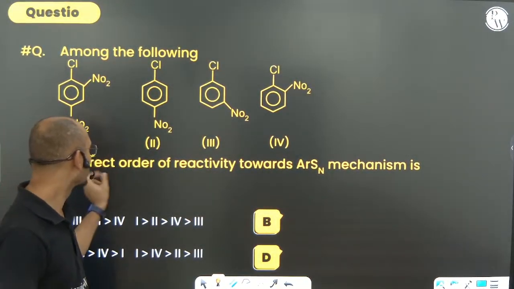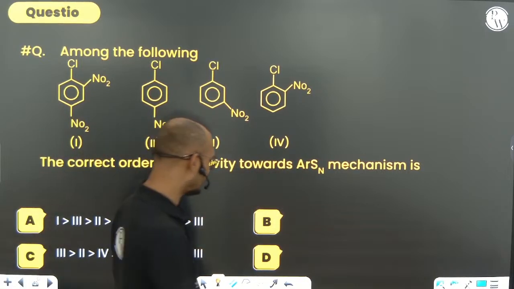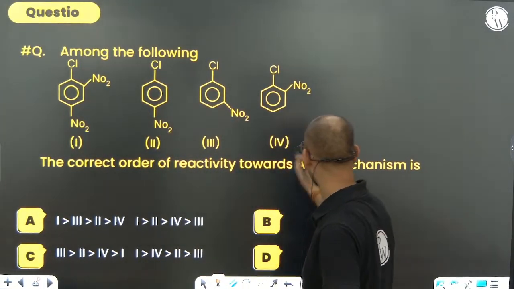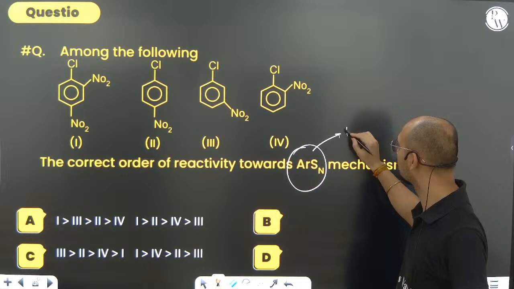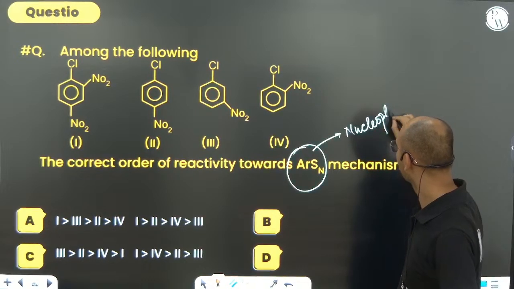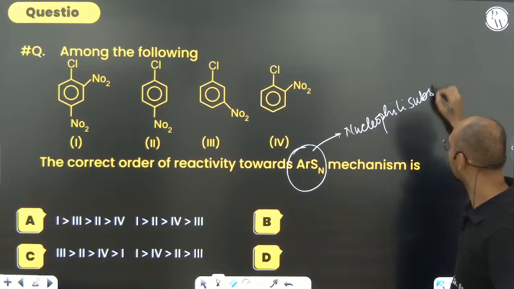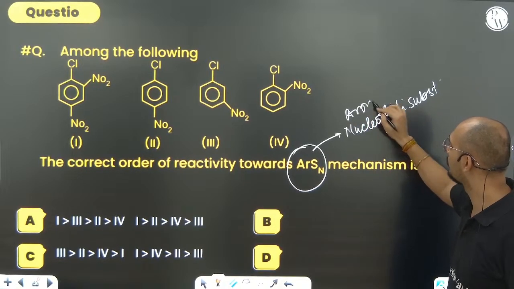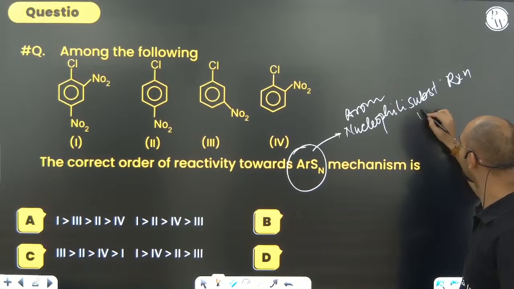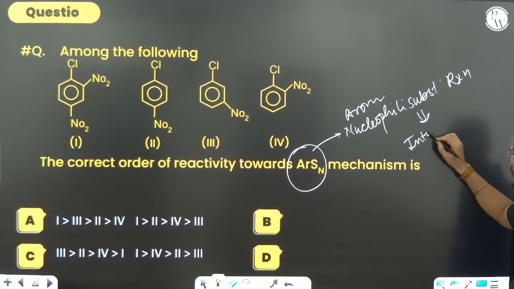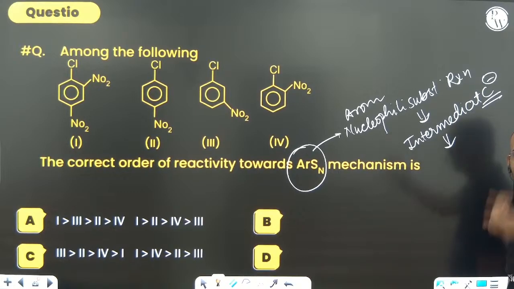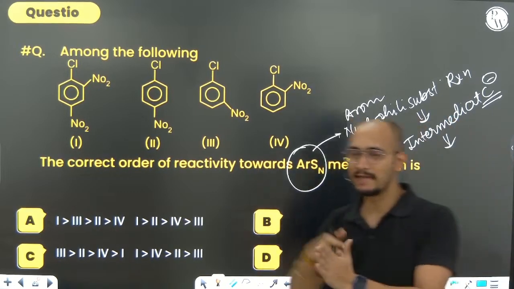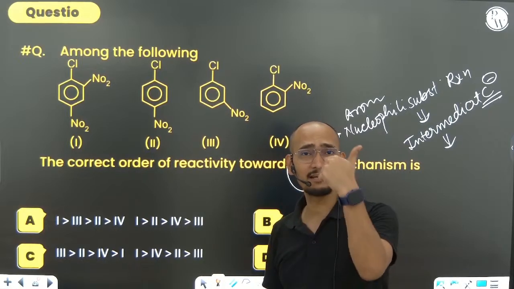Among the following, the correct order of reactivity towards ArSN. Can you see ArSN? It is not talking about electrophilic substitution. It is asking for nucleophilic substitution reaction, or aromatic nucleophilic substitution reaction. Always remember, here the intermediate is a carbanion. If something can stabilize the carbanion, it will make the reaction faster.